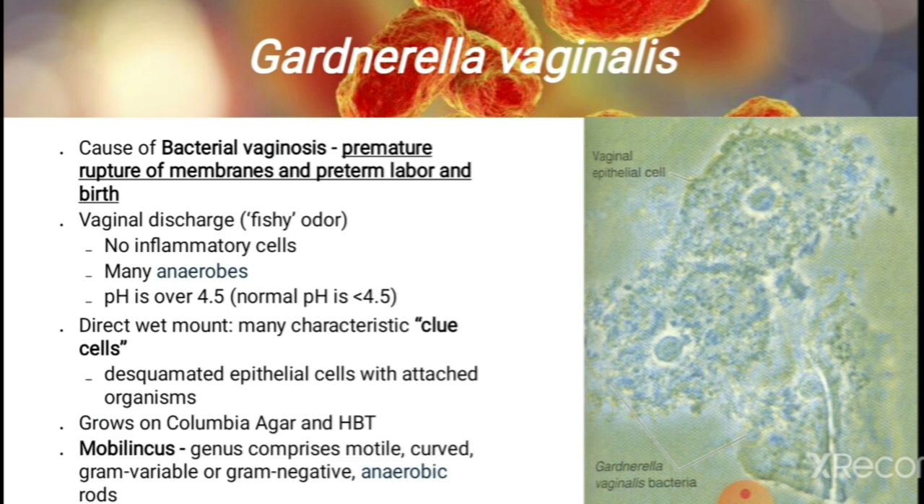For the clinical significance of our Gardnerella vaginalis, they can be part of the normal flora of the vagina, and they can act synergistically with anaerobic bacteria to cause bacterial vaginosis, characterized by a thin, milky vaginal discharge with a fishy odor upon the addition of potassium hydroxide. And this organism may be involved in maternal and neonatal septicemia.